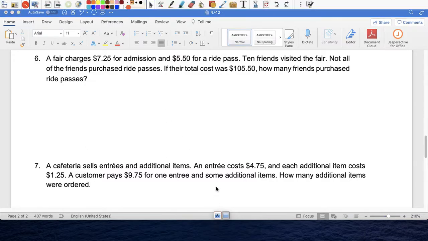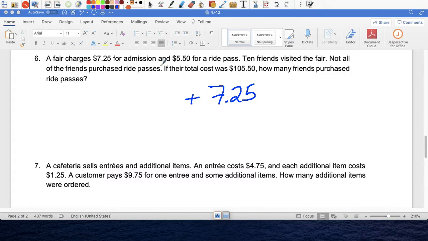So think about fairs. I'm pretty sure you've gone to fairs to play games and eat cotton candy, etc. Just to get in, you pay $7.25. Just to get in. That is your constant, right? Your one-time fee. So you get in, you pay the entrance fee for $7.25, and then you spent $5.50.